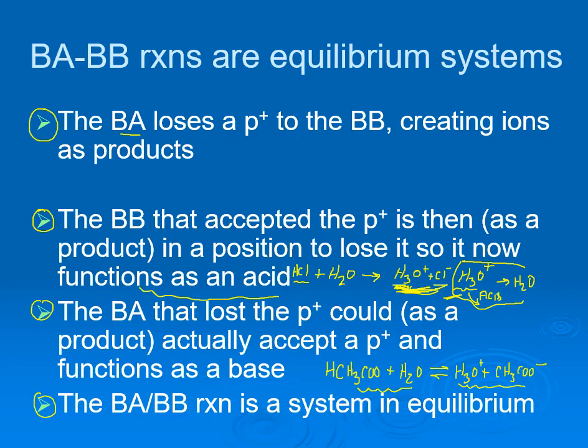You will have only a slight amount of product, and that slight amount of product can react and form the reactants again. So this system, which has a Brønsted acid and a Brønsted base, and then this thing functioning as an acid as a product, and this functioning as a base as a product, according to the Brønsted theory, will exist in equilibrium. And that's kind of neat. I like that. Things have multiple chemical functions.